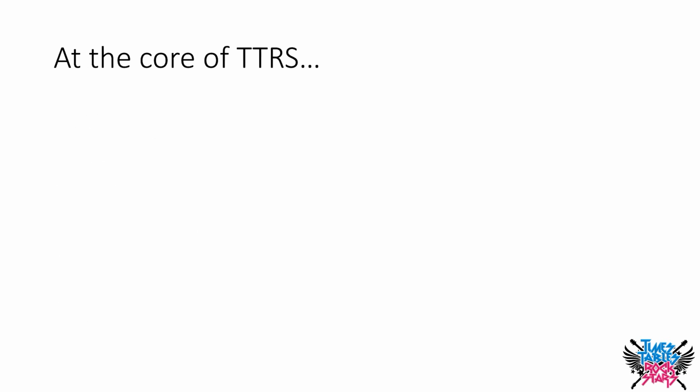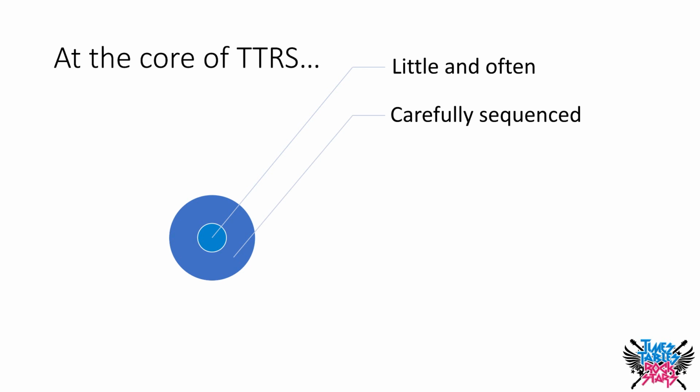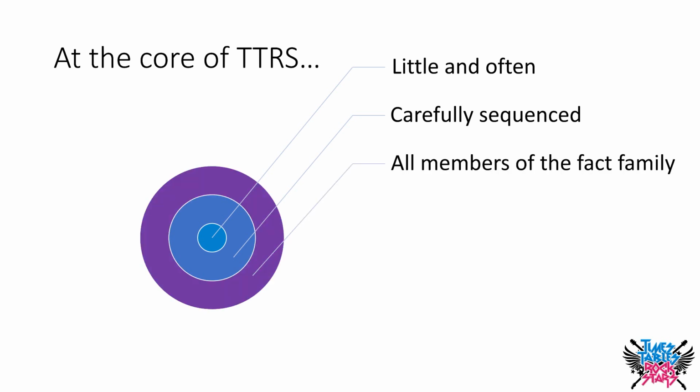So let's start with what's at the core of Times Tables Rockstars. Really, it's just the concept of practicing little and often. I'll tell you more about that in just a moment. But it's also got to be carefully sequenced practice questions. It can't just be any old random questions without much thought to it. So at the core of Rockstars we've got little and often practice on carefully sequenced questions.